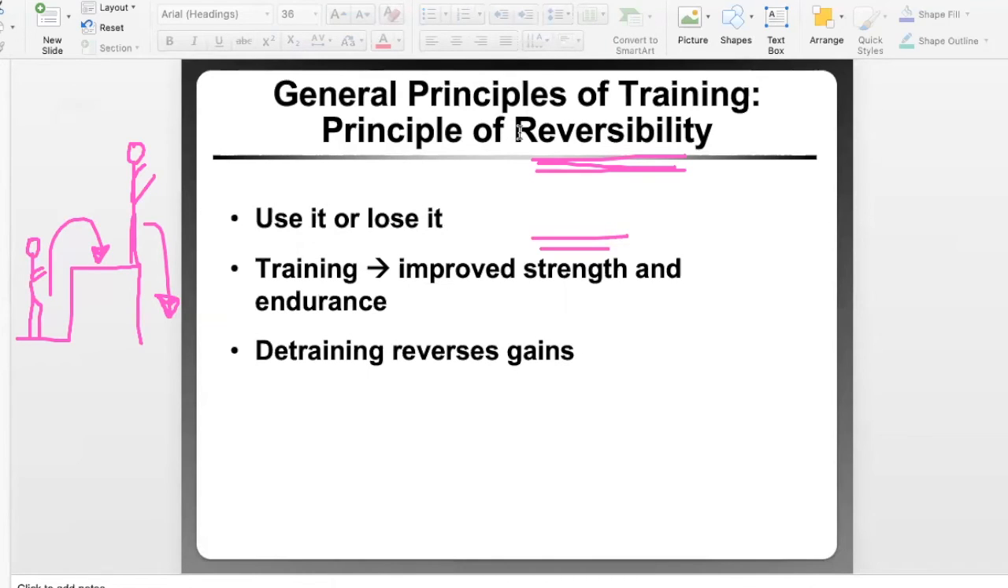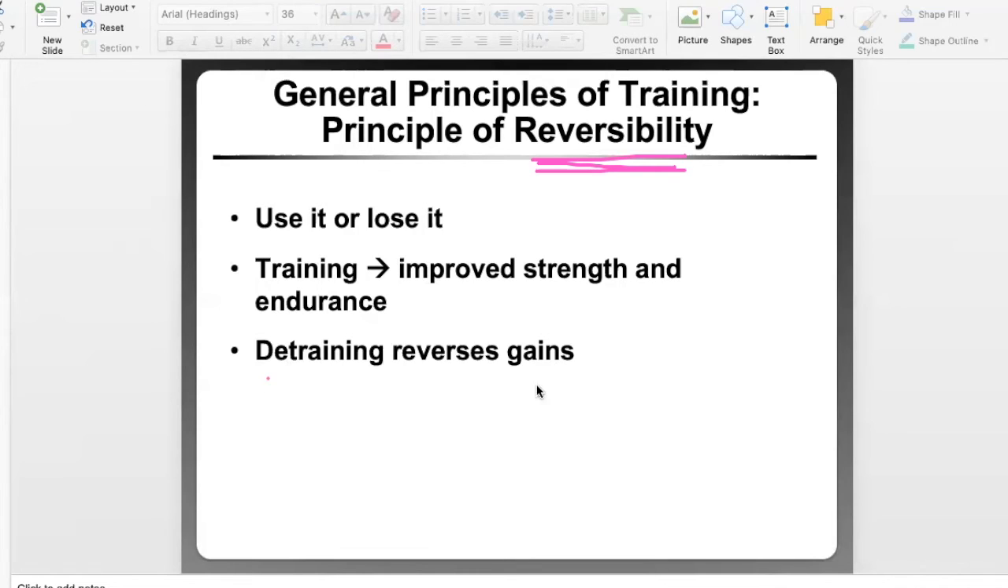The principle of reversibility implies that if I don't continue doing the exercise that I'm doing, the gains that I get from doing the strength will eventually be eliminated. All right, so training is going to improve strength, endurance, and power, but detraining or having your leg in a cast for 3 weeks because of injury is going to result in reversed gains, loss in strength, power, muscle size. It's going to result in atrophy and reduction in strength and power.